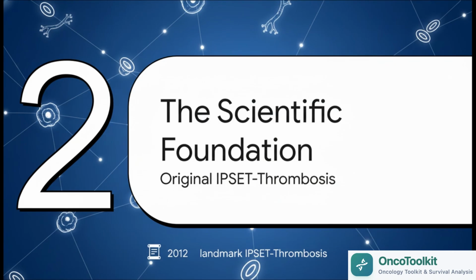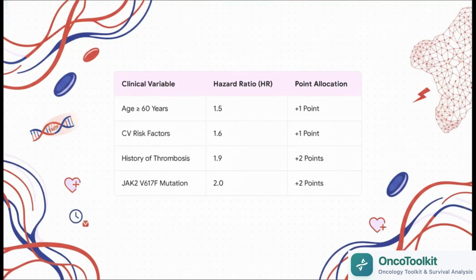Well, that brings us to the scientific foundation, starting with the landmark 2012 model, the original IPSET-Thrombosis score. This table breaks down that original point-based model from Barbui and his colleagues. It's a really smart weighted system based on hazard ratios. Age and cardiovascular risk factors each had 1 point. But look at the heavy hitters: a history of thrombosis and that JAK2 mutation we talked about, they each add a full 2 points. The data is clear. These two factors have the strongest predictive power for future clots.